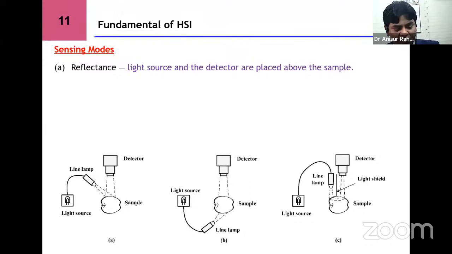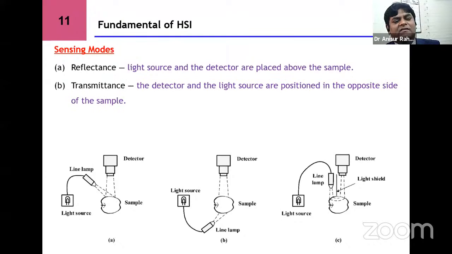Another mode is the transmission mode, where the detector and light are positioned on opposite sides of the sample. In this mode, you need a high sensitivity detector and a high power light. Even if you have a sample with a hard surface, you put the light here, it is transmitted through the sample, and then the detector will catch it. So the transmission system is mainly used for the internal quality of foods. For example, if you have a potato with a black heart inside, you can measure the black heart using the transmission sensing mode.